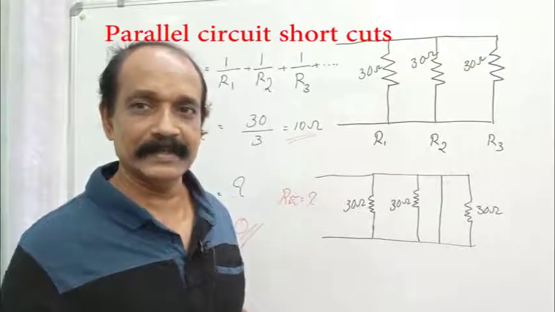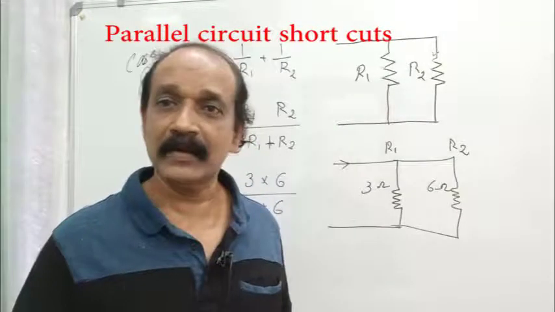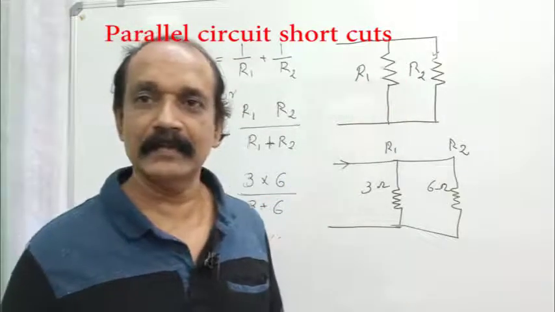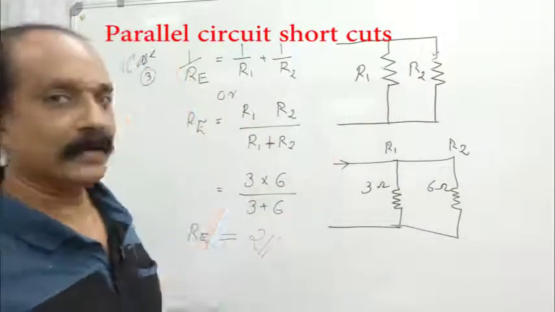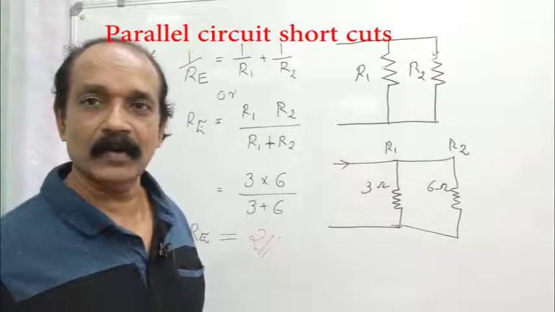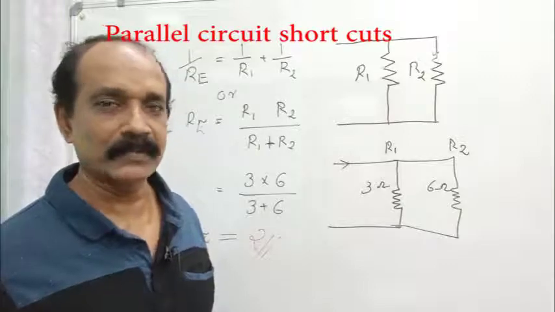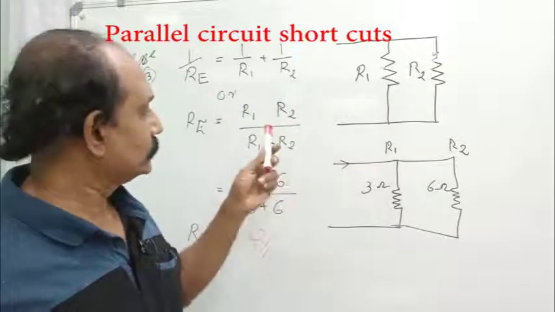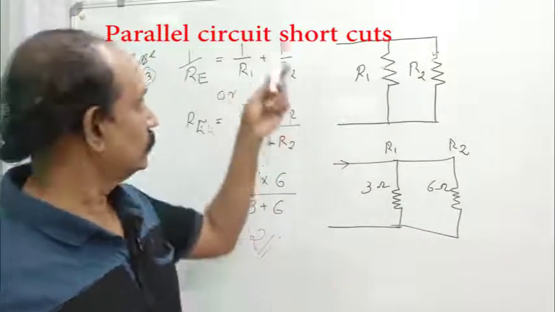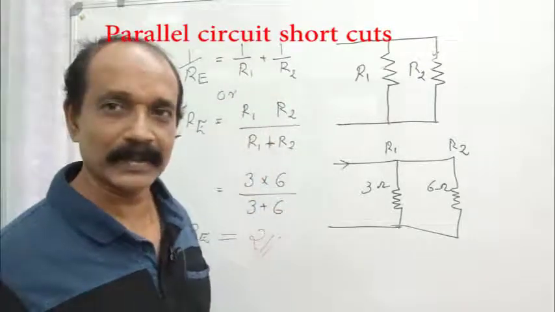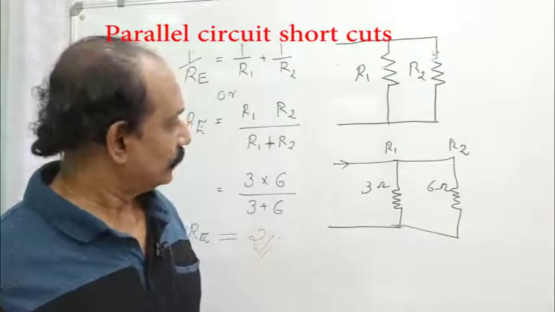Next, third case. If there are 2 resistors, that means R1 and R2 only, then we can use this formula directly. Re is equal to R1 into R2 divided by R1 plus R2. This formula is obtained from this. If you solve this equation, we will get this equation. Okay. Then we can check.